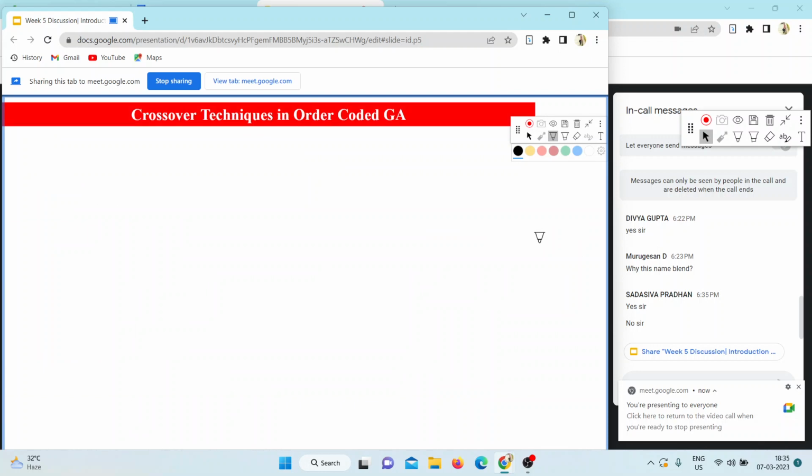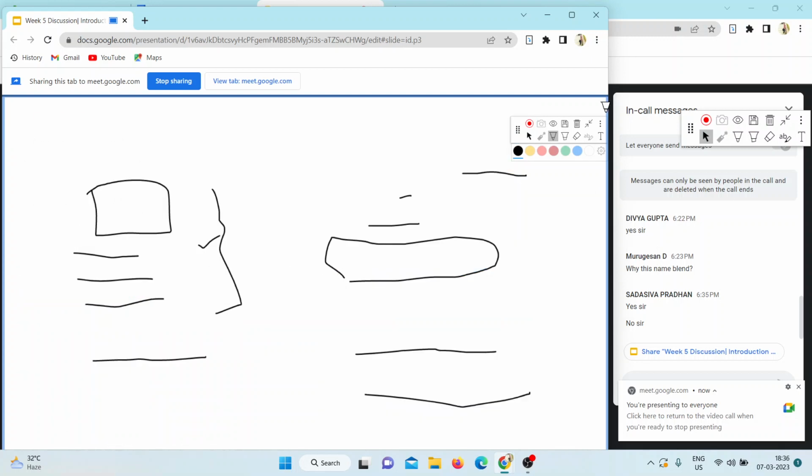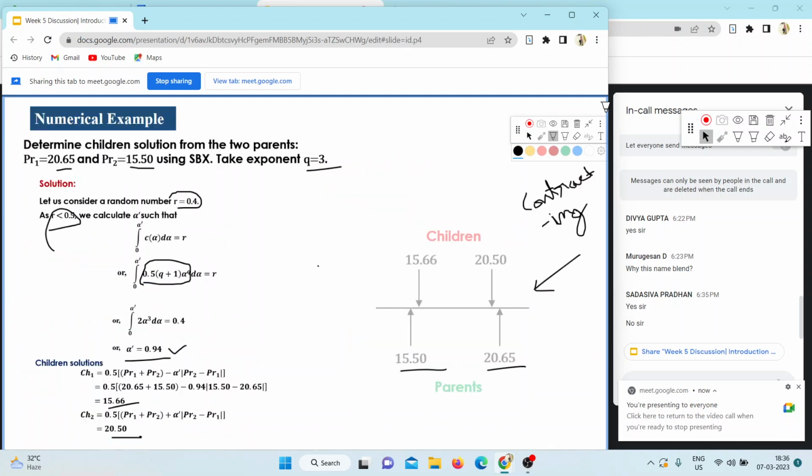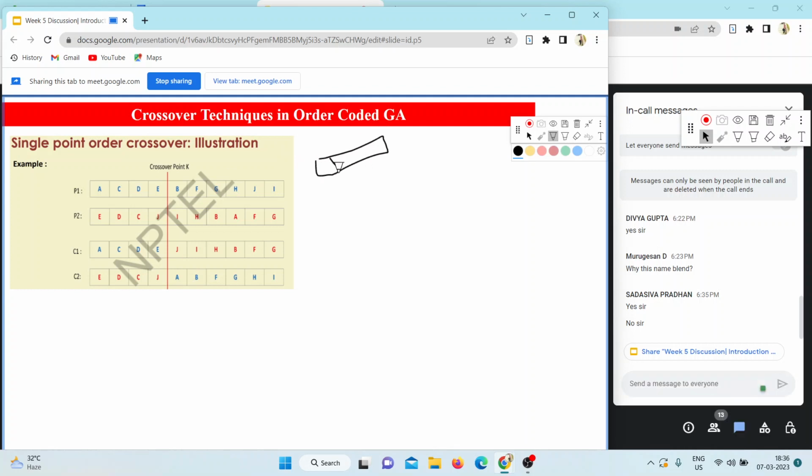So till now we have done crossover in real coded GA. Now there is another type of GA known as order GA. Order GA is very similar to binary coded GA, only in order GA the order is very important. In binary GA, the bits can be anything between 0 and 1, so you can see the bits repeating. But in order GA, you will not see these bits repeating themselves. So this is known as order GA.